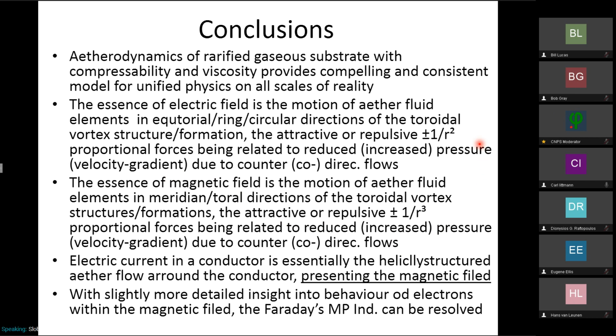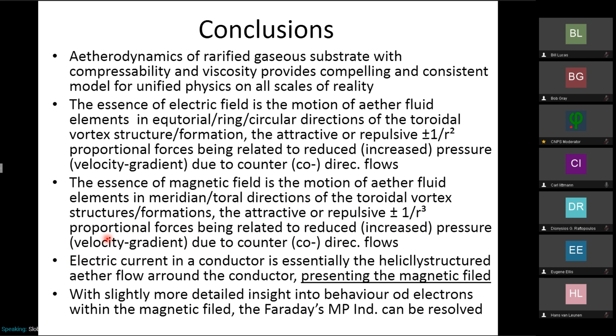The essence of magnetic field is the motion of ether fluid elements in the meridian or toral directions, or polar, of the toroidal vortex structures or formations, the attractive or repulsive plus or minus 1 over R to the third degree proportional forces being related to the reduced or increased pressure velocity gradient. So alternatively, outside of the brackets or inside of the brackets. Same thing, but just two aspects, due to counter or co-directional flows, same as before.